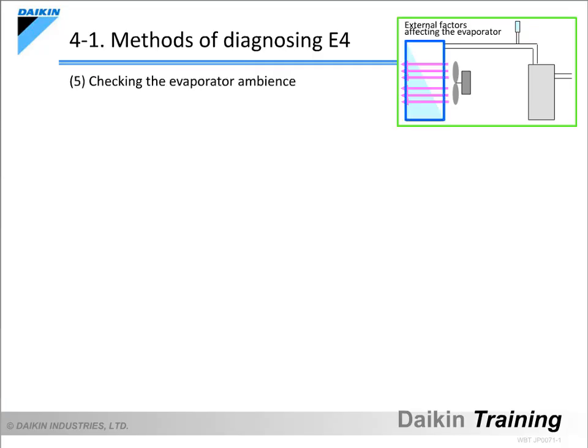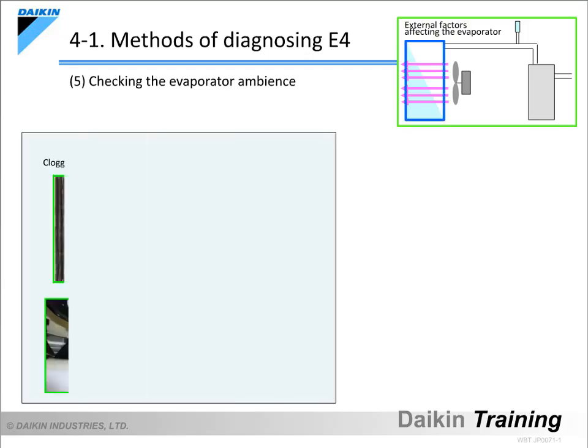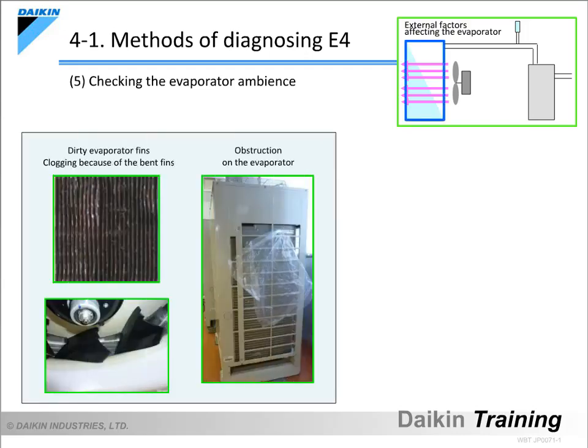The next item to be checked is the evaporator and its surroundings. Check to see if the evaporator is dirty or there is something obstructing it, and whether the amount of air necessary for heat exchange is sufficiently passing through. If the surface of the heat exchanger is clogged with a foreign object, dust or the like, the object must be removed or the heat exchanger must be cleaned.